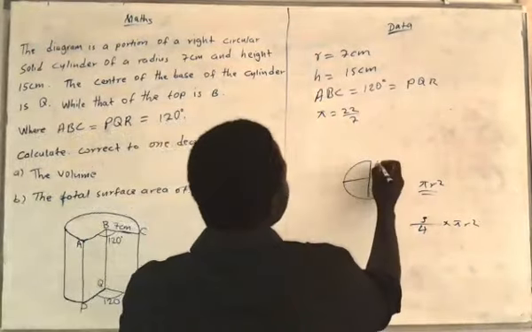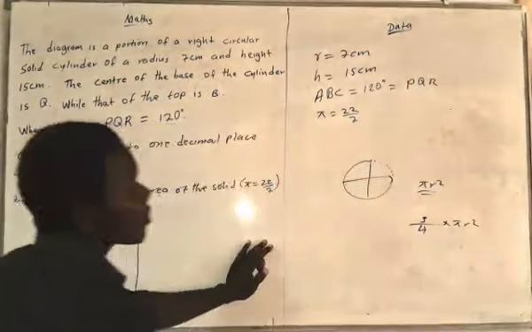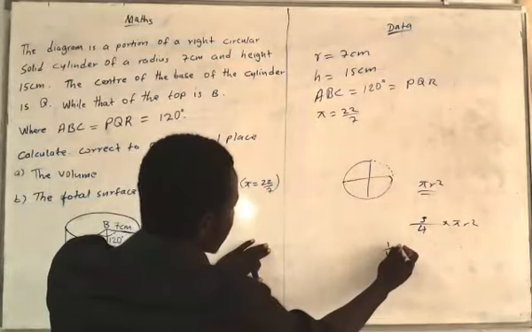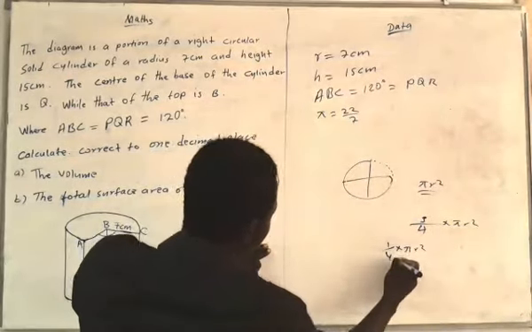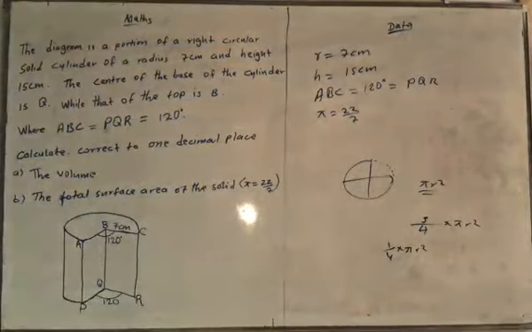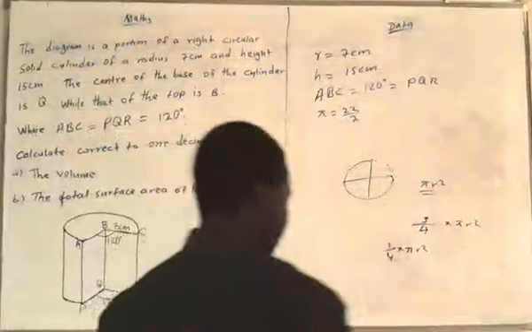What if this area here was the one we are asked to find? That's just going to give us 1 over the total, which is 4, times pi r square. So that was just going to give us the area. With this idea, we can use it to solve for this one.